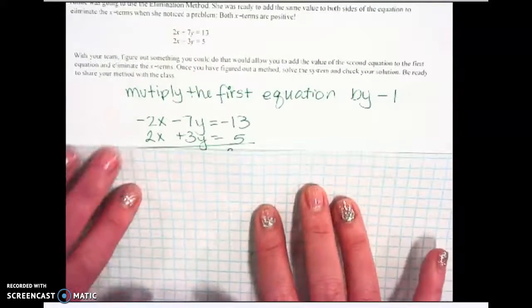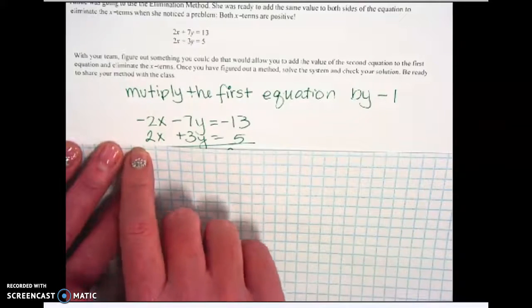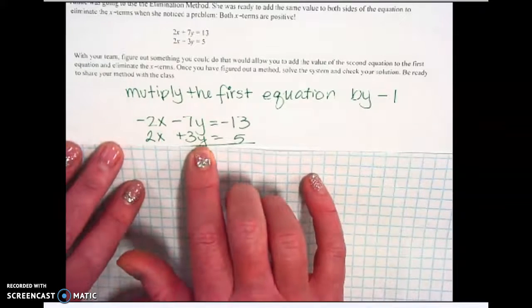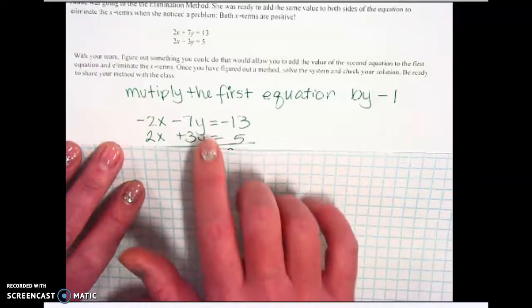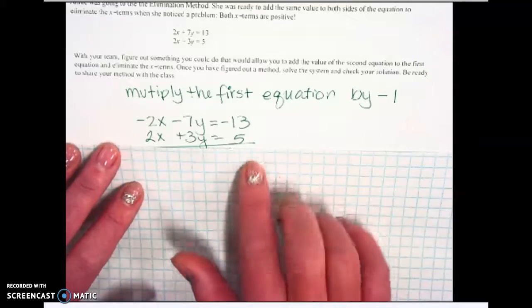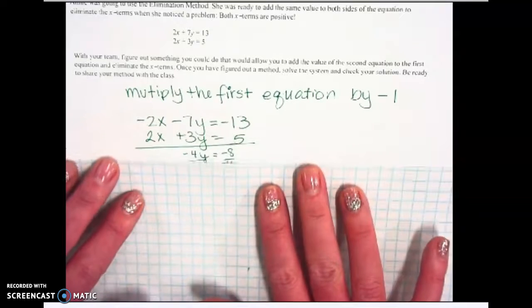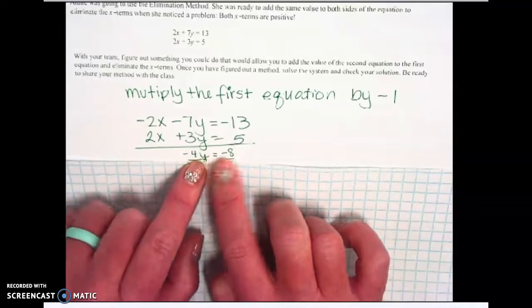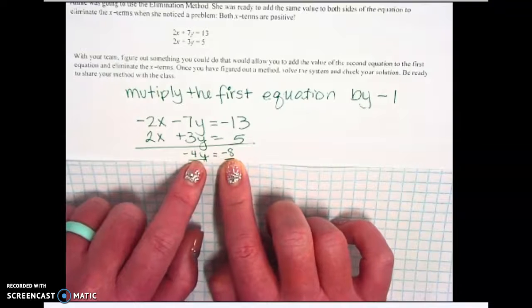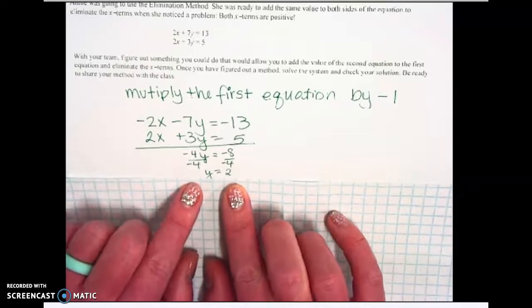okay? Now that x variable is going to eliminate because they're opposites, and that leaves us with just our y's and our numeric term. What is -7y plus 3y? -4y. And what is -13 plus 5? I got -4y equals -8. What is the inverse operation of multiplying by -4? So we're going to divide both sides by -4. It goes in there twice.